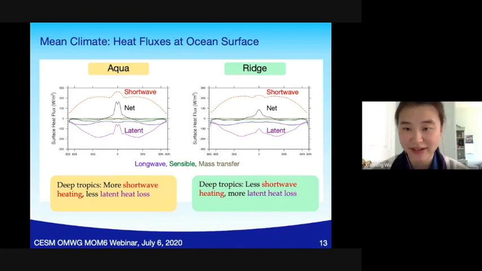here we see that the main differences, especially right in the equatorial region, between the net heating on Aqua and Ridge, is that Aqua receives a lot more net heating, which is mostly due to the greater amount of shortwave, as well as a lesser amount of latent heat loss. So in other words, the dry equatorial belt on Aqua, despite being cold, is actually a region of heating for that planet compared to Ridge.